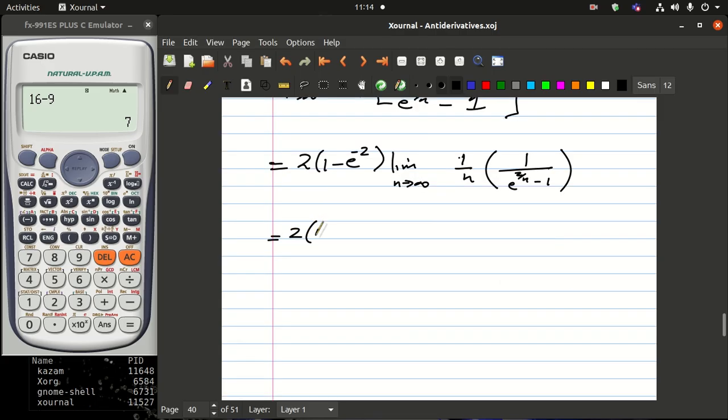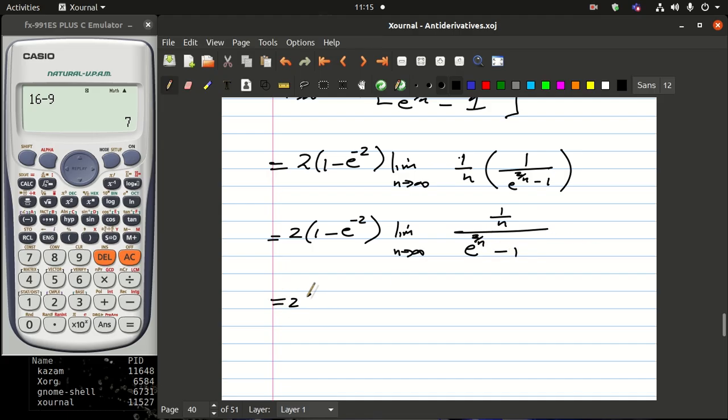So I still have a 2. I have a 1 minus e raised to minus 2. And then inside here, I still have the limit as n approaches infinity. In the numerator, I will have 1 over n. And then here, I have e raised to 2 over n and then minus a 1.